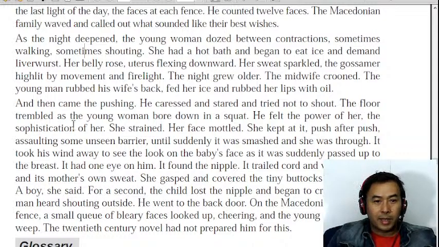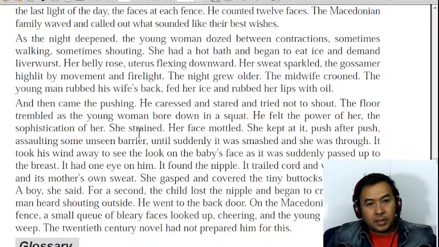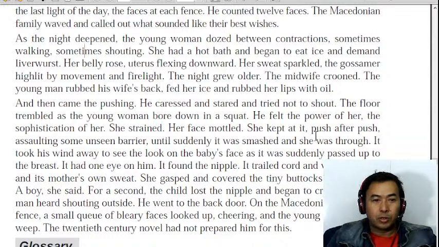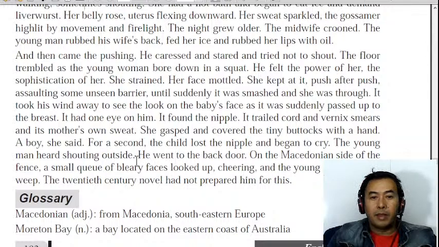The floor trembled as the young woman bore down in a squat. He felt the power of her, the sophistication of her. She strained, her face mottled. She kept at it, push after push, assaulting some unseen barrier, until suddenly it was smashed and she was through. It took his wind away to see the look on the baby's face as it was suddenly passed up to the breast. It had one eye on him.